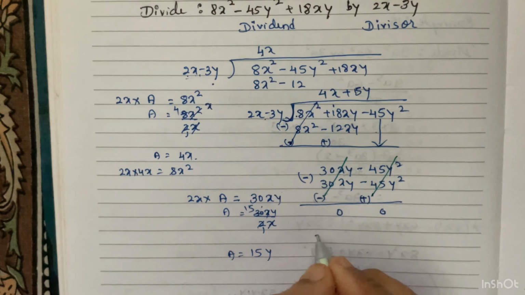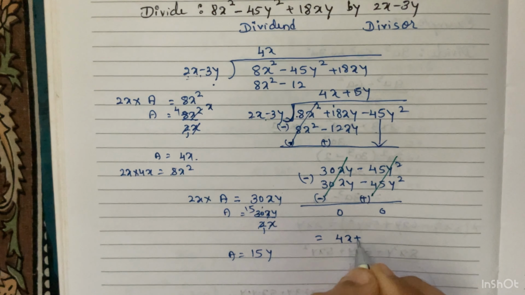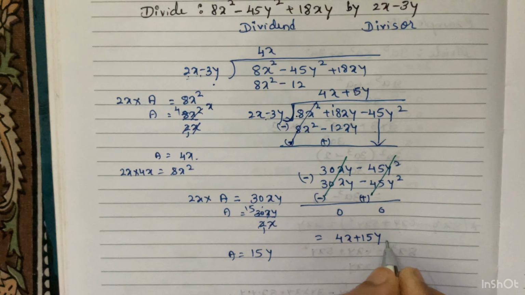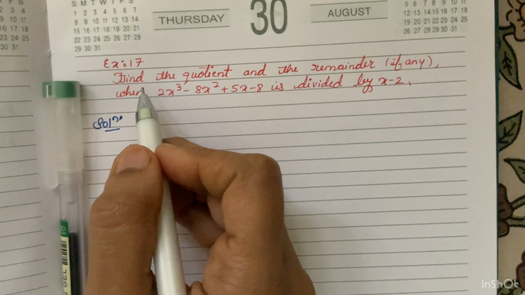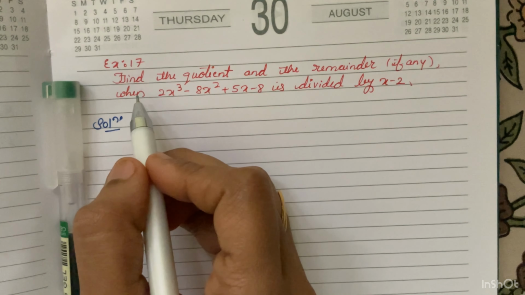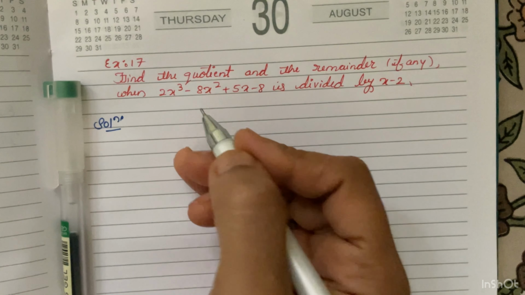So after division we found the answer, that is 4x plus 15y. This is the quotient, the only answer. Example number 17, and this is the last solved question from this exercise. After this I'm going to start with exercise 11b.